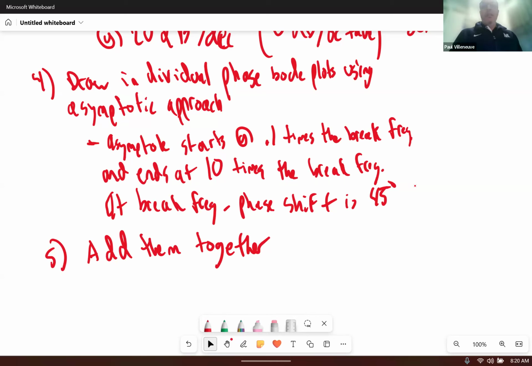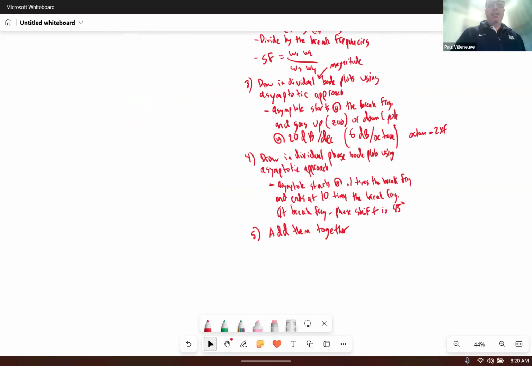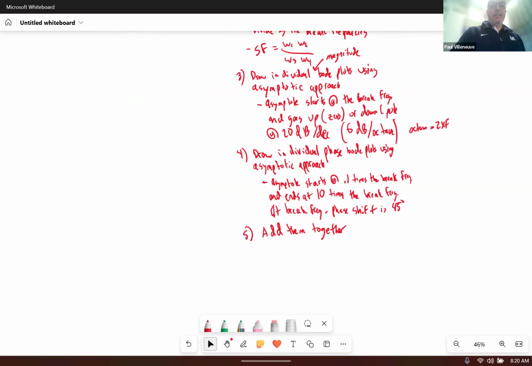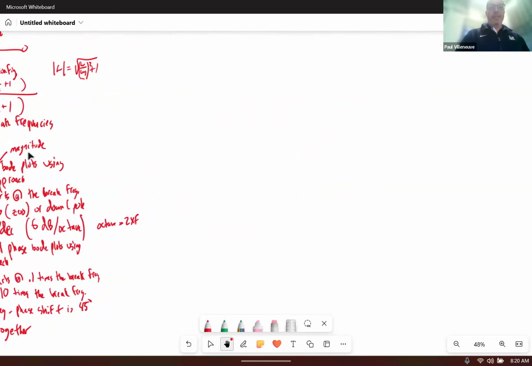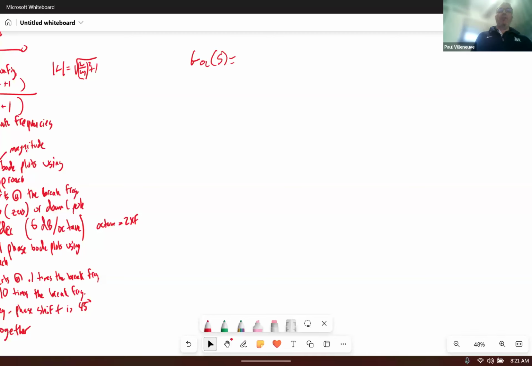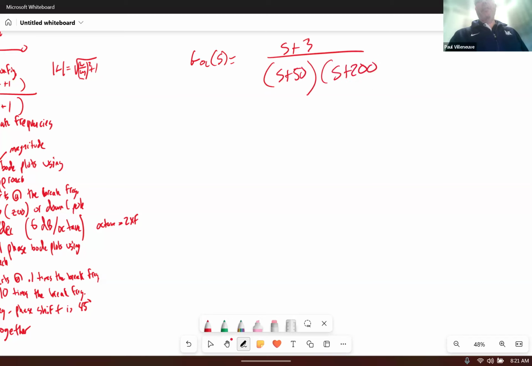All right. So let's do one. Let's do a nice, hopefully simple example. All right, let's pick a moderate one. So here's my transfer function. This is my open loop transfer function. That's going to be equal to S plus 3 all over S plus 50 times S plus 200. We want to draw the Bode plots for that.